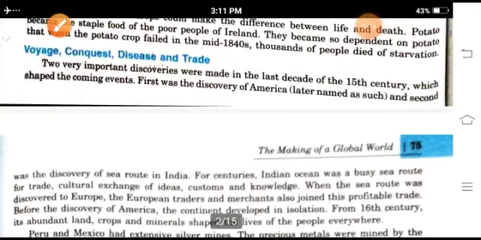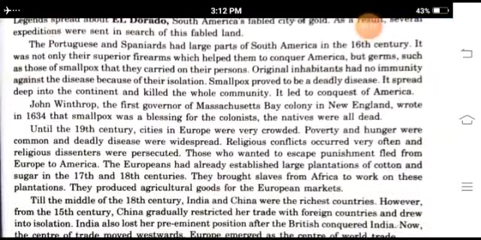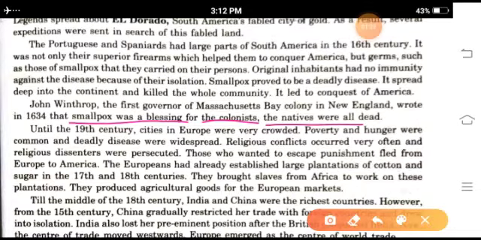Some diseases, like smallpox. Smallpox was a blessing for the colonists. The natives were all dead.